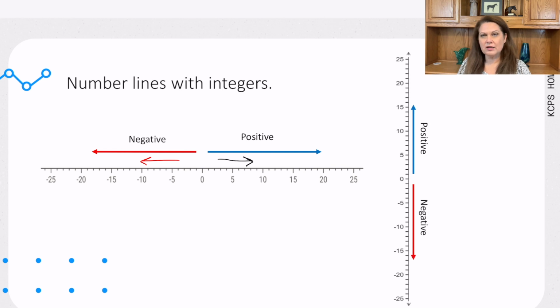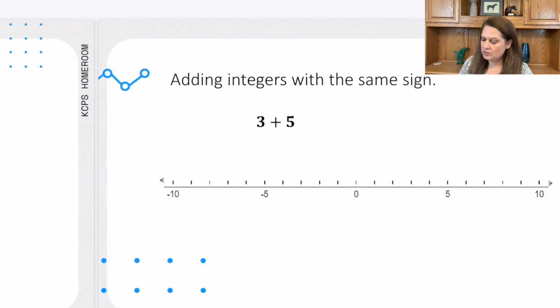Now, vertical number lines look a little different. If you're going in a positive direction, the number is increasing. If you're going in a negative direction, you're going to go down. It's getting wintertime and our temperatures are falling, so that would be a representation of a negative number. It's going downward. So that's vertical and horizontal number lines. Let's take a look at how we would use that.